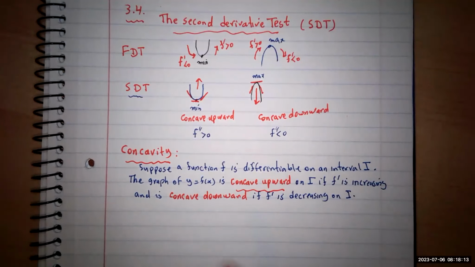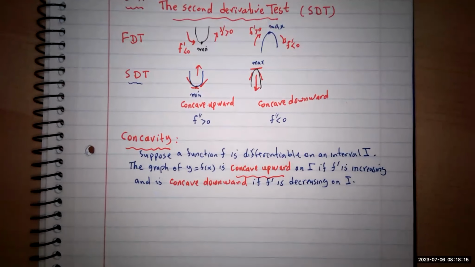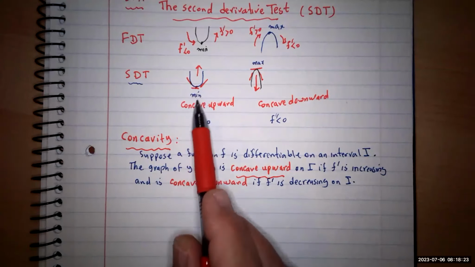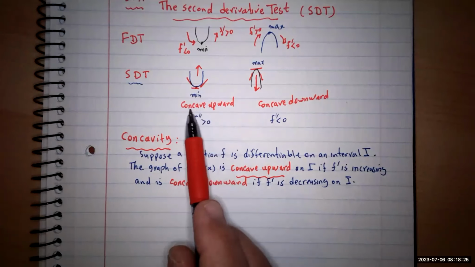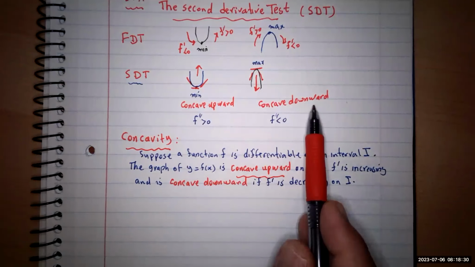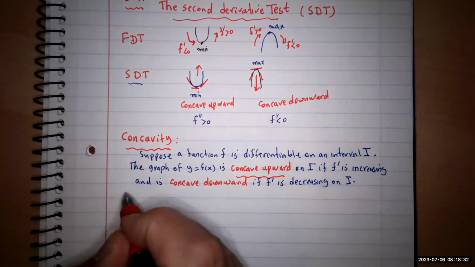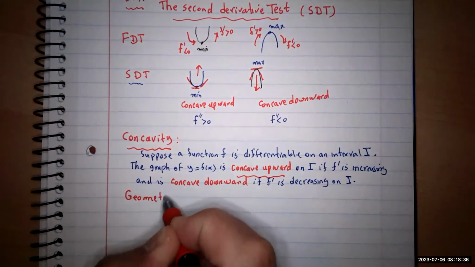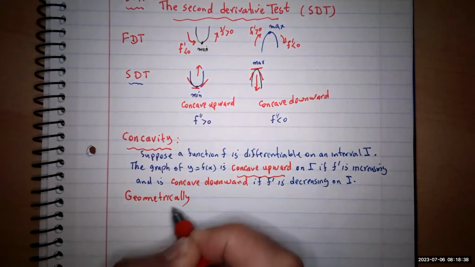But if you put it in geometry, that would be easier for you to understand. From the geometrical point of view, if the graph of the function is above its tangent line, it's concave up. Below its tangent line, it's concave downward. That would be easier to follow. So we mention this one too, from the geometry point of view, geometrically.